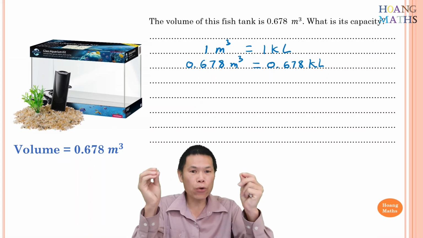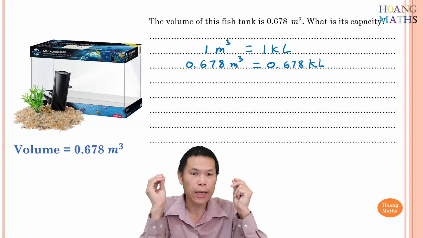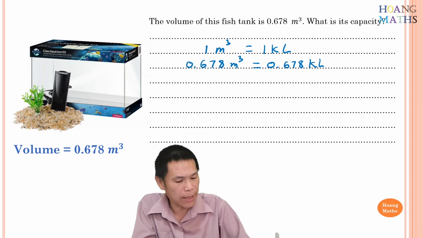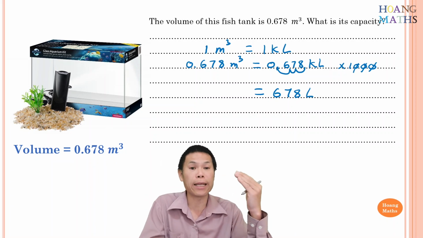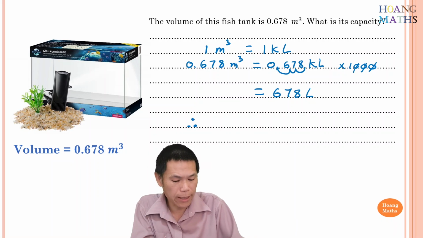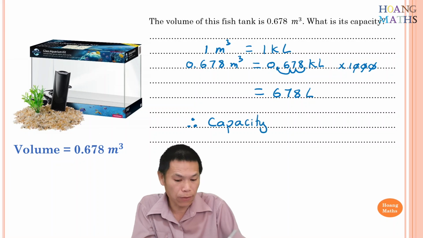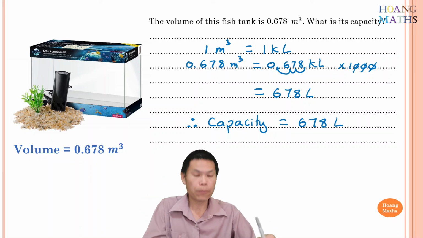Now, because we know that 1 kiloliter is 1,000 liters, we just need to convert to liters. It's easier, that's all. So now if we times by 1,000, we just move the decimal point to the right-hand side. So move 1, 2, 3. That will give me 678 liters, because it's less than a kiloliter, so we better convert into liters. So just write this down. Therefore, the capacity of this fish tank is equal to 678 liters. There you go.